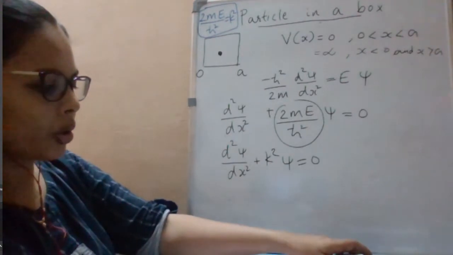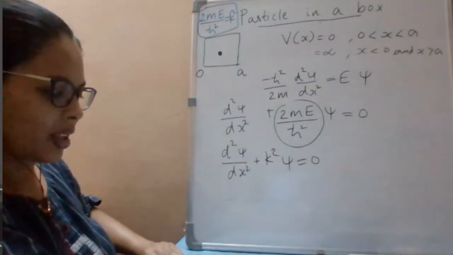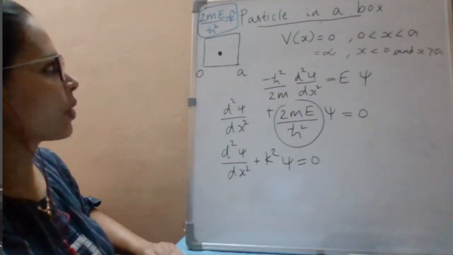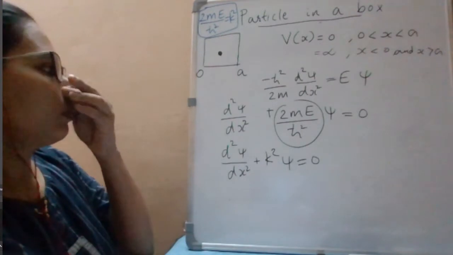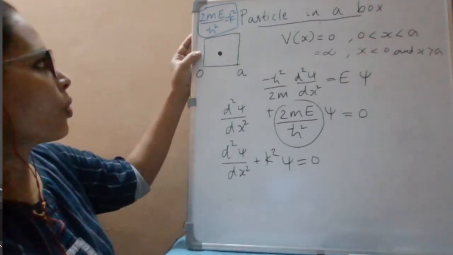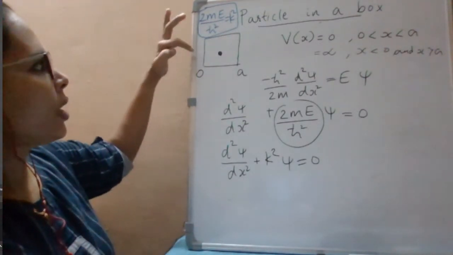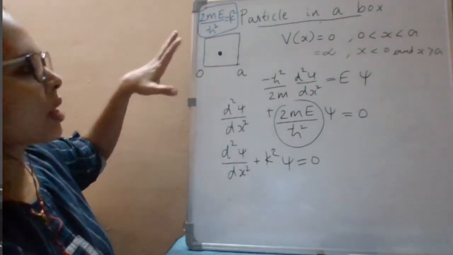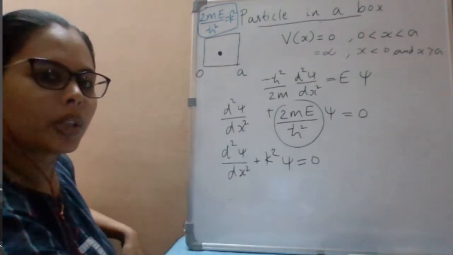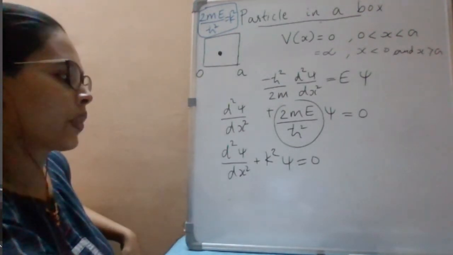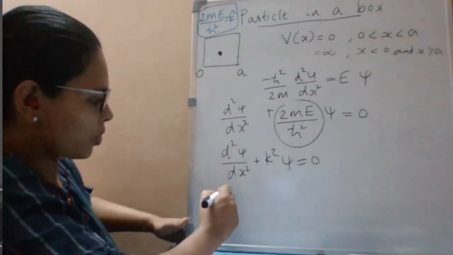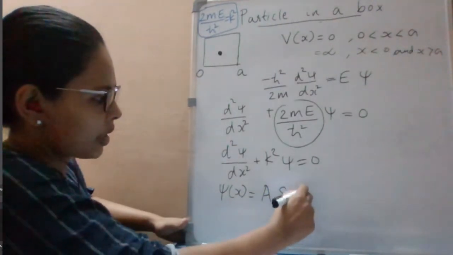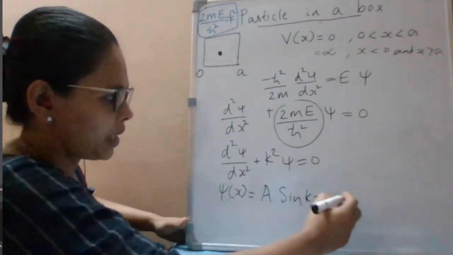Now we are going to assume a general solution. This actually looks like, if the particle starts moving or starts colliding, it will be colliding here, then here. So that may be equivalent to a standing wave pattern formed in the box. So let us assume the possible solution as psi of x is equal to A sin kx plus B cos kx.